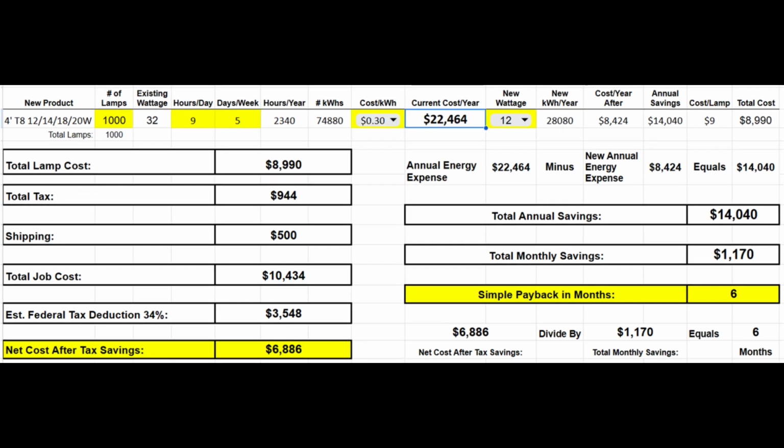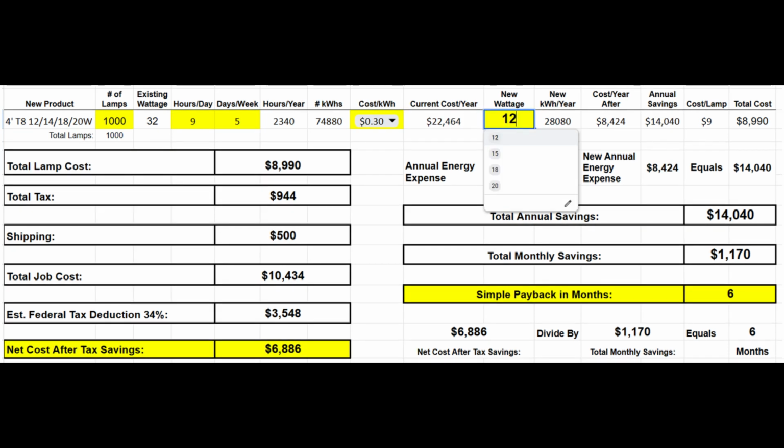If you multiply the kilowatt hours they are using per year, which is 74,880, times 30 cents per kilowatt hour, they are paying a total of $22,464 annually. We're replacing their 32-watt fluorescent tubes with 12-watt LED tubes. You can see on the screen that 12-watt is being selected.